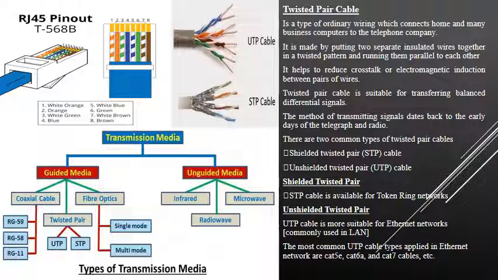There are two common types of twisted pair cables: shielded twisted pair cable and unshielded twisted pair cable. Shielded twisted pair cable is available for token ring networks. Unshielded twisted pair cable is more suitable for Ethernet networks, most commonly used in local area networks. The most common UTP cable types applied in Ethernet networks are Cat5e, Cat6a, and Cat7 cables, etc.